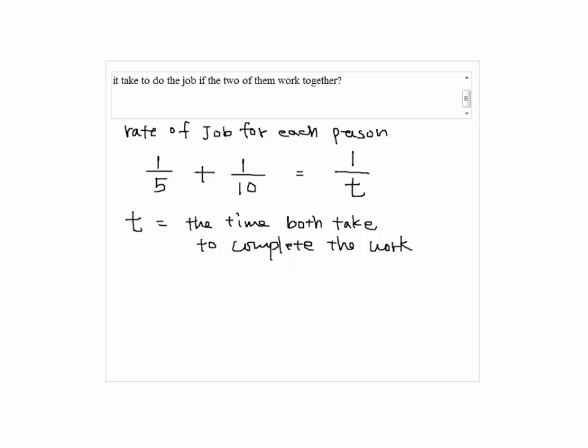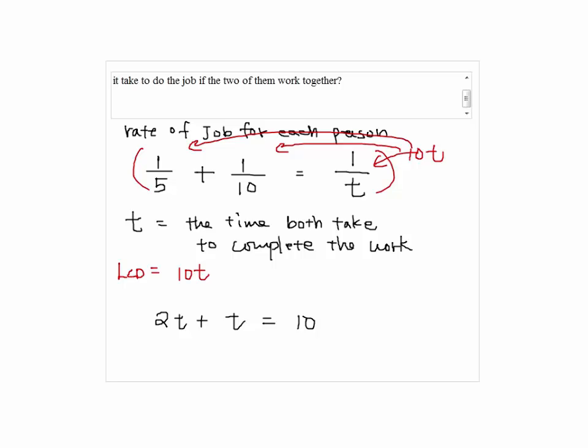So your equation is 1/5 plus 1/10 equals 1/t. Now let's solve this equation. The LCD here will be 10t. So we multiply 10t to each term to eliminate the fractions. So we have 2t plus t equals 10. That will give us 3t equals 10. So t equals 10/3 hours. Or you can write this as 3 1/3 hours.